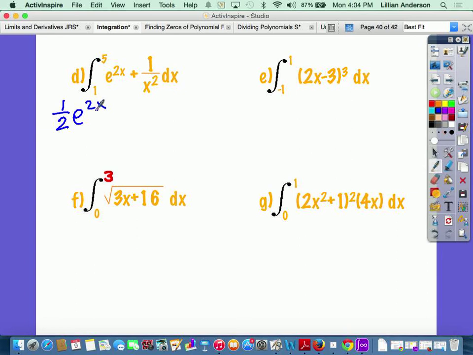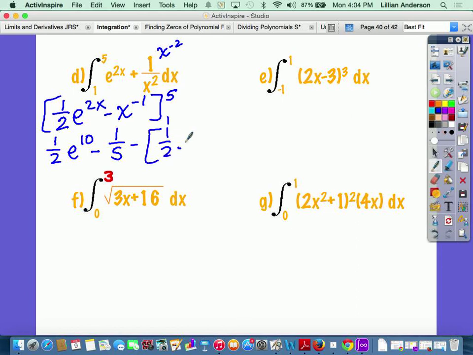And then, of course, here, this can be written as x to the -2 to give me a -1x to the -1 as I evaluate that from 1 to 5. Okay? So it's going to be 1/2 e to the 10 minus 1/5. I'm going to go ahead and convert that back to a positive exponent. Minus 1/2 e to the 2 minus 1.